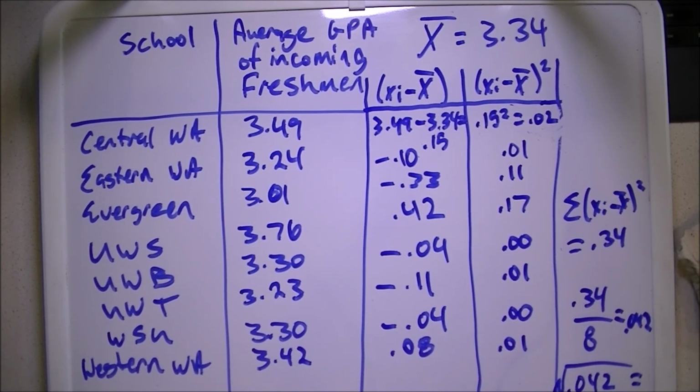So after all of these calculations, what we're finding here is the average distance from the mean for these colleges is 0.205, which is fairly small. This means that the diversity of incoming GPAs between these universities is fairly small. By now you should know what dispersion is and when to use it, and how to calculate measures of dispersion.